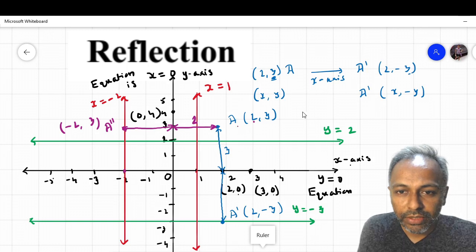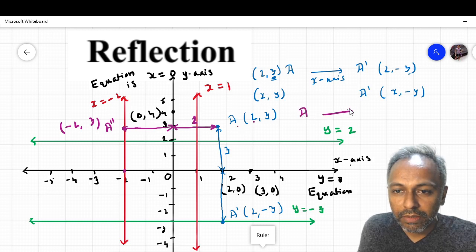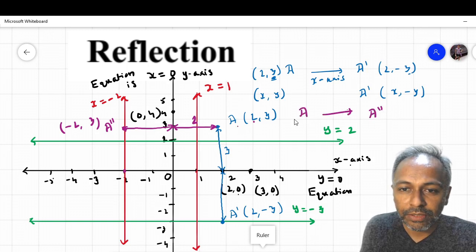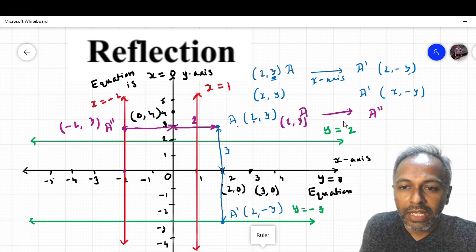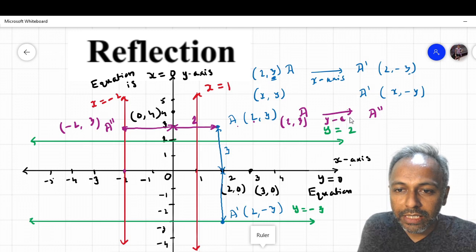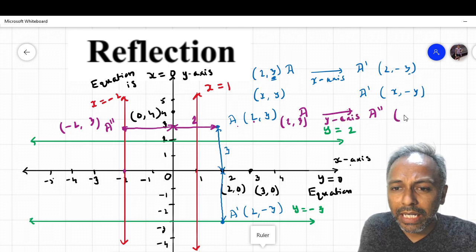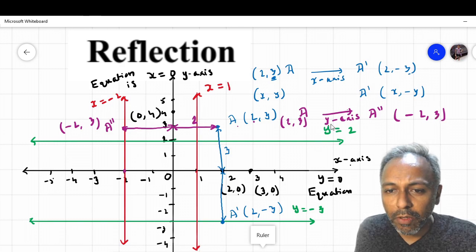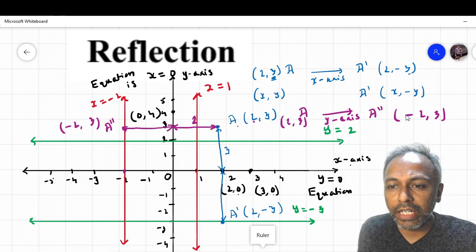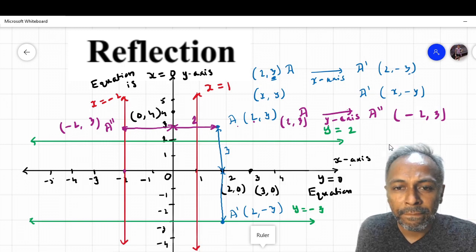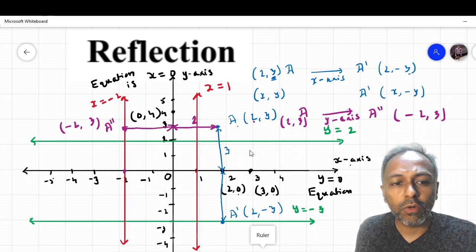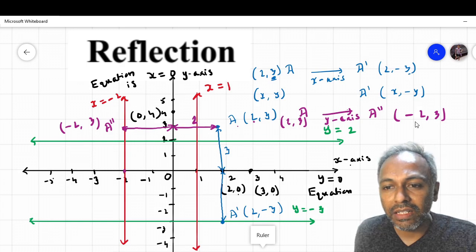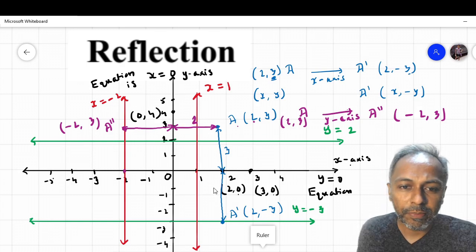Let us look at our question. So A has become A double dash. A's original coordinate was (2, 3), and after reflection about the y-axis, A double dash is becoming (-2, 3). This again indicates that if the reflection is about the y-axis, then the x coordinate will change in sign. So every time, without making a graph, the answers are possible to be derived.